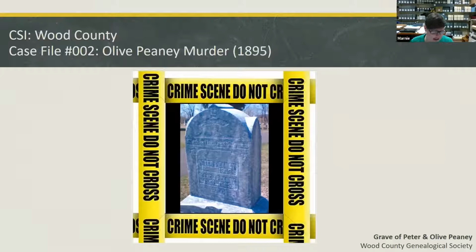And this is the case of the murder of Olive Peaney from 1895. Excuse me. And this case is one of Wood County's most famous unsolved murders. To this day, the murderer's identity remains unknown. So this story begins on a cool evening on March 1st, 1895 in Tontogany, Ohio.